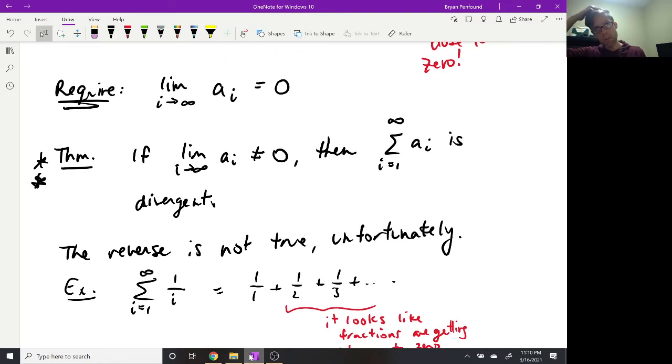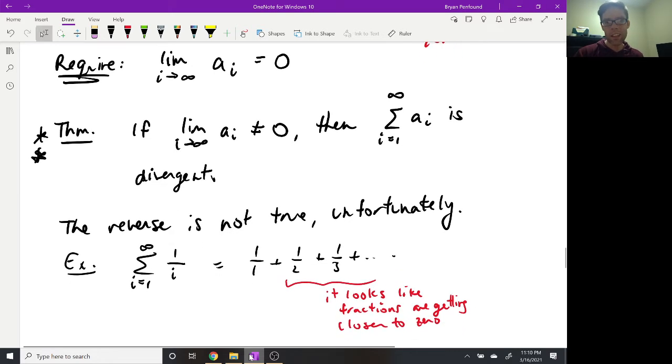Now, the only problem is it doesn't work in both directions, so you just have to be really careful of that. It's necessary that the limit has to tend towards zero, but that doesn't tell us the full picture. So if the limit doesn't tend towards zero, we can conclude divergence, but if the limit does tend towards zero, that doesn't necessarily mean that we have convergence.